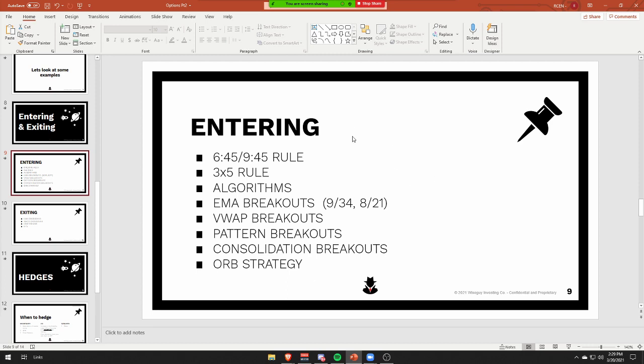Entering, there's so many ways you could enter a play. There's things that you look out for, which is the 6:45 to 9:45 rule. This is basically not trading within the first 45 minutes of market open, or the first 15 minutes. This 15-minute rule is basically the same thing. I'll show you guys what this 3x5 is. They're 2 different things, even though they're both 15 minutes. We'll go over algorithms as one way to enter, EMA breakouts, VWAP breakouts, chart patterns, consolidations, and the ORB strategy. This is your opening range breakout strategy.